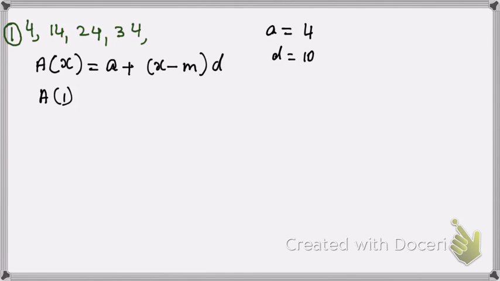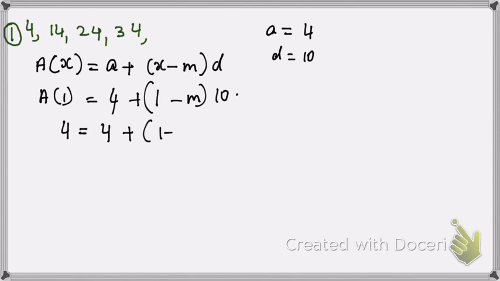Okay, so let's find the value of a of 1. A of 1 equals a, which is 4, x is 1, we don't know what m is, times d, which is 10. But we already know that a of 1 equals 4, right? We already know that. So 4 equals 4 plus 1 minus m times 10.